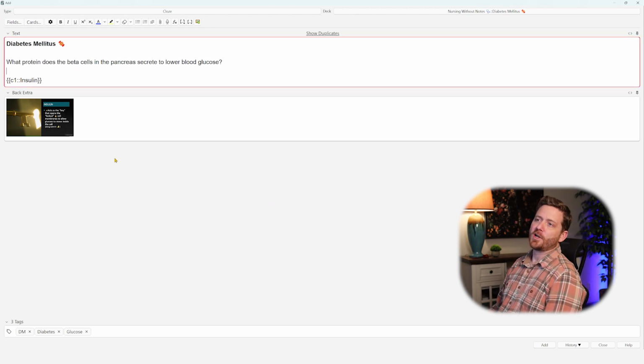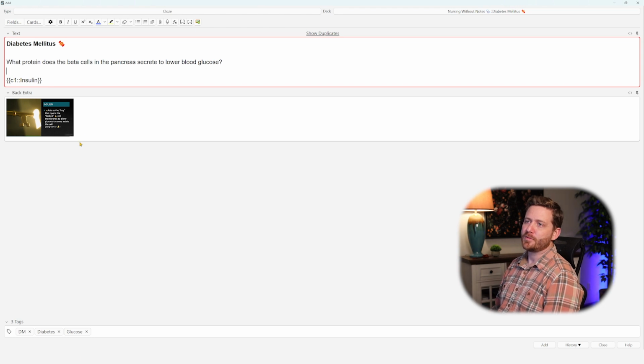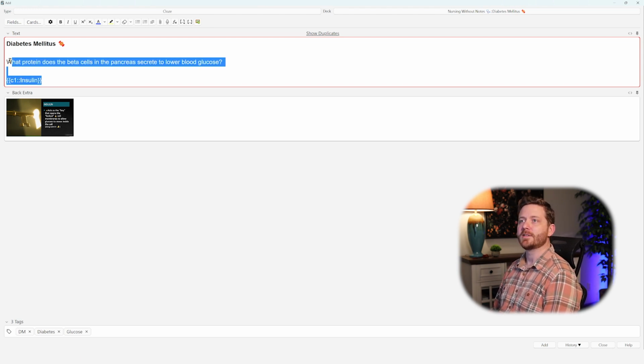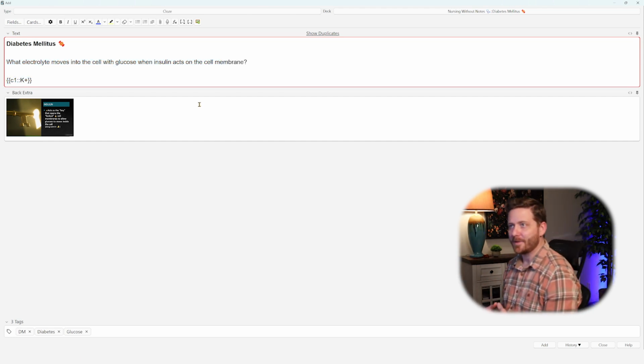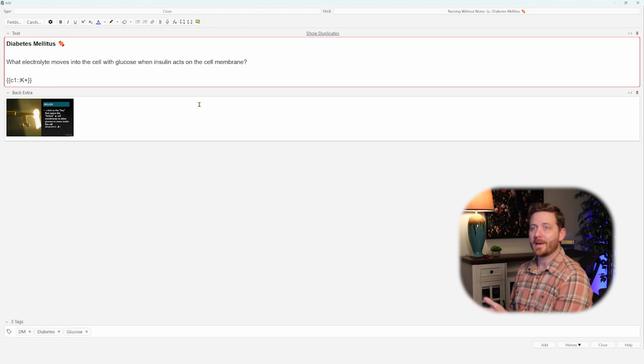So as we've just learned, potassium moves into the cell along with glucose when insulin acts upon the cell membrane. So let's go ahead and write something that's going to remind us of that. That's going to give us a heads up to think, okay, if we give somebody insulin, that might also lower their potassium levels as well.